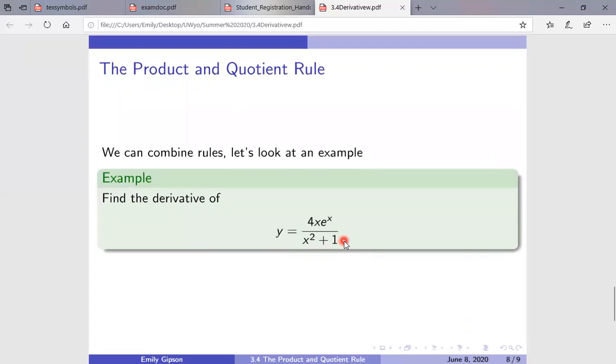So finally, we can combine rules. So let's look at an example. Let's find the derivative of y equals 4x times e to the x divided by x squared plus 1. So go ahead and pause your video and see if you can at least set this up before we get going.